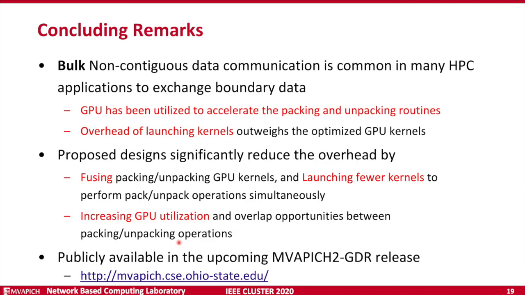To conclude the talk, we talked about bulk non-contiguous data transfer. It's very common, and using GPU is very good, but it comes with very high overhead. So we propose a kernel fusion design to reduce such overhead, increase the GPU utilization, and increase the overlap opportunities between the packing and unpacking operations. All of this design will be made publicly available in the upcoming MVAPICH2-GDR release. So please stay tuned and check out our website for more details.